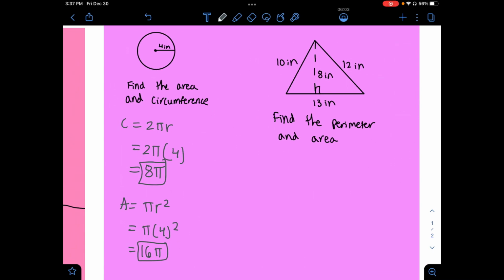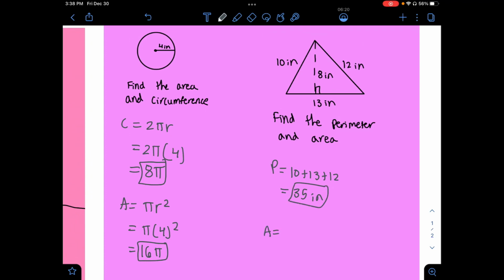Now, we have a triangle here, so we're going to find the perimeter and the area. So remember, the perimeter is equal to all 3 sides added up. So you do 10 plus 13 plus 12, which equals 35 inches. So that's our perimeter.